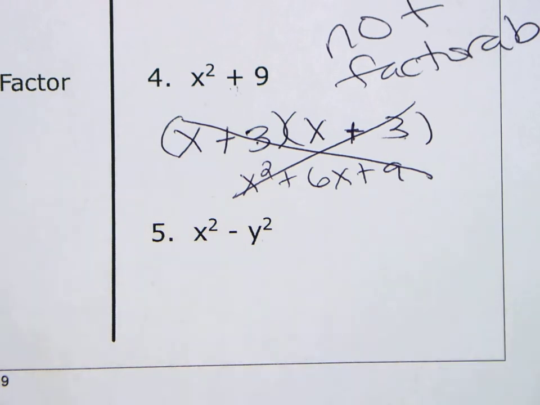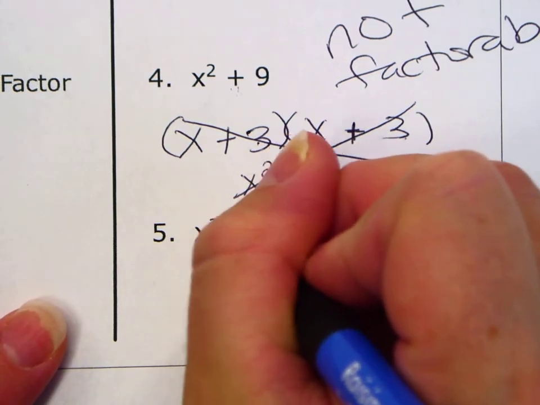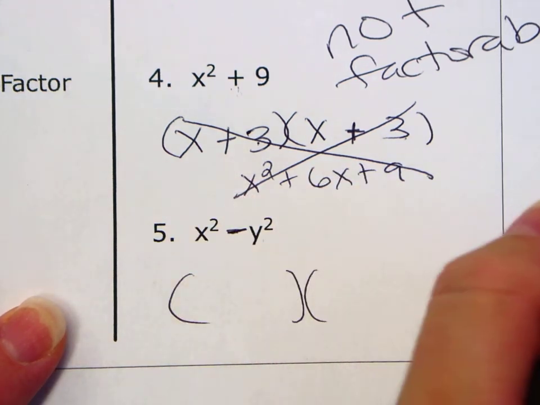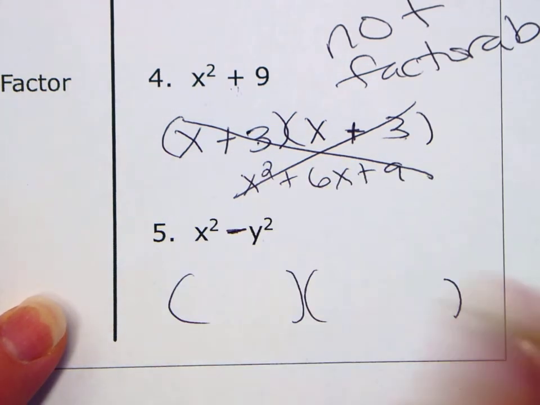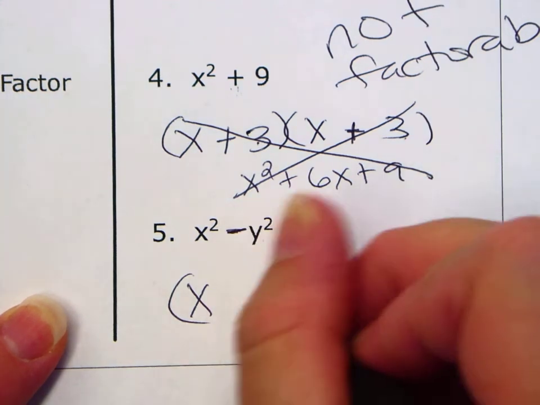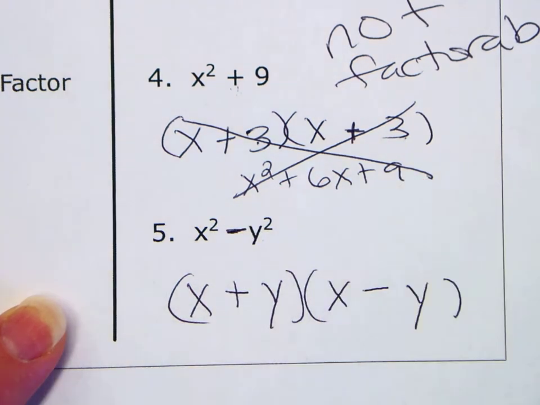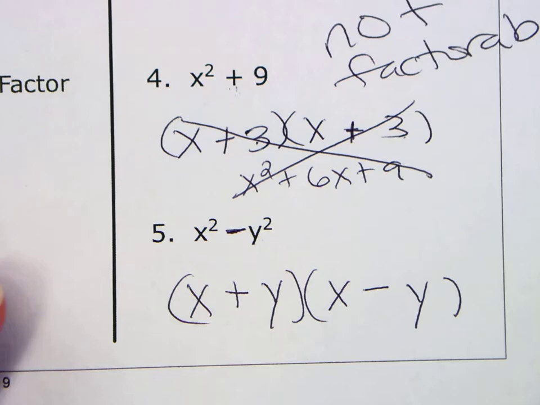All right, number 5. X squared minus y squared. It's a minus. It's a difference. Difference of two squares. What times itself is x squared? X times x. What times itself is y squared? Y times y. One's plus, one's minus. Done. Just because there's letters everywhere doesn't mean it's harder.